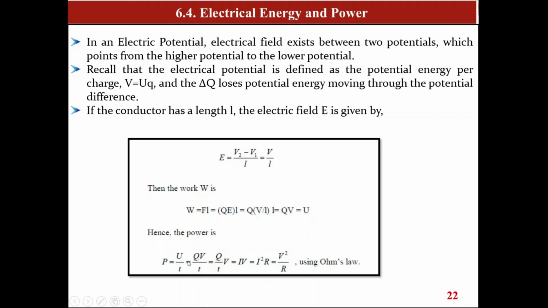The power is the electric potential energy per time. So we know that this is Q times V over T. Q over T is current, so power is IV. When we substitute V with I times R, I times R times I, this is I squared R. Or if you substitute the current, which is V over R, V times V over R, V squared over R.